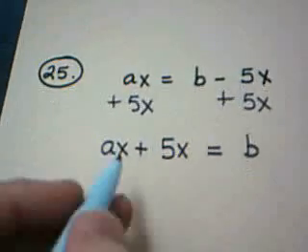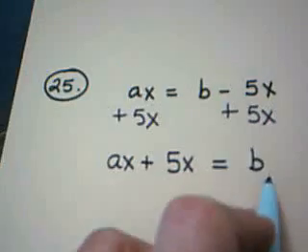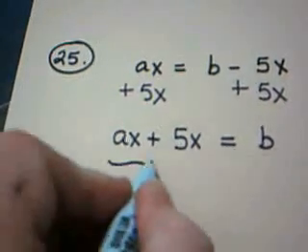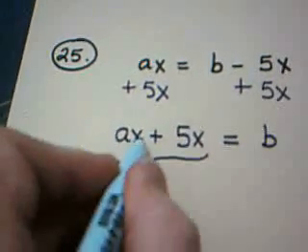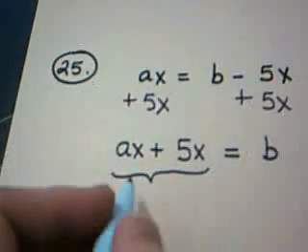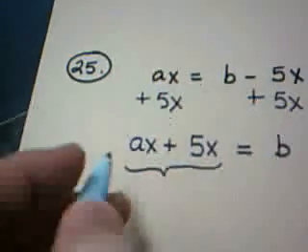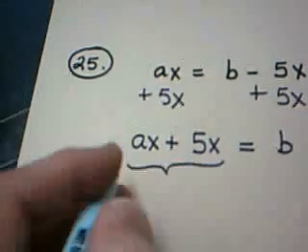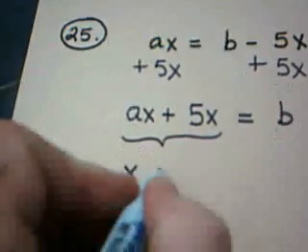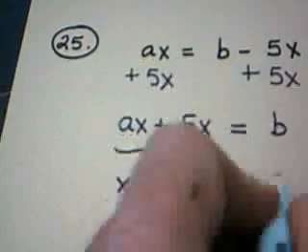And now I have the x's on the same side, the non-x's on the other. When I look at the left-hand side of this equation, the reason I put the x terms together is so that I could very easily isolate x by using the factoring property or distributive property, where I can actually factor out an x. So I write this as x times the quantity a plus 5, and this is equal to b.